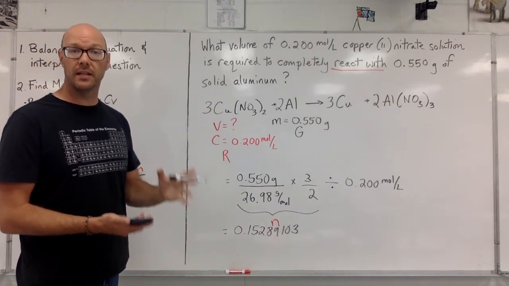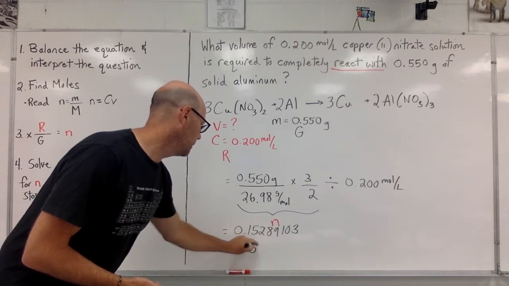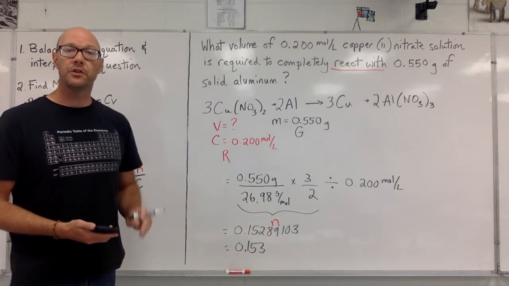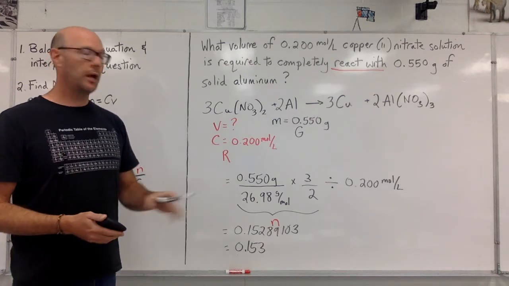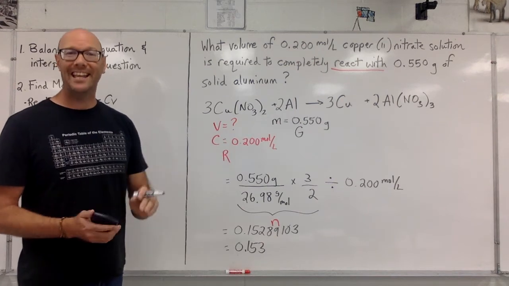Which, when we check our significant digits in the question, both of the values given to us by the question have 3 significant digits. So we round this off appropriately. 0.153. And this was the volume that we found when we do the algebra here of the units, or we could just remember that the volume is in liters.